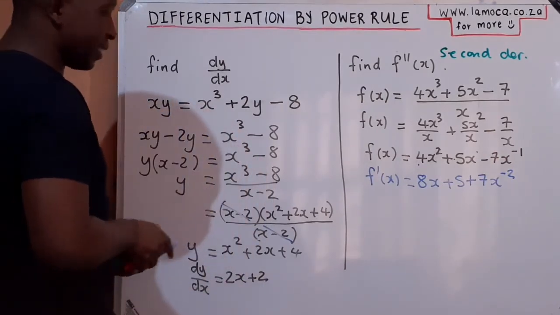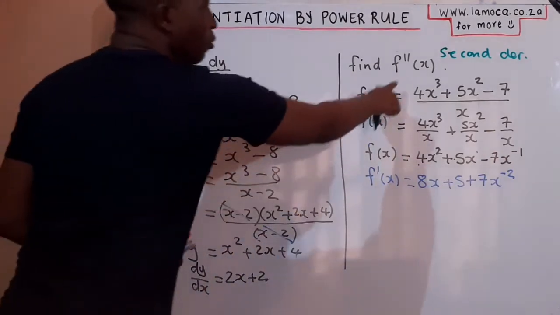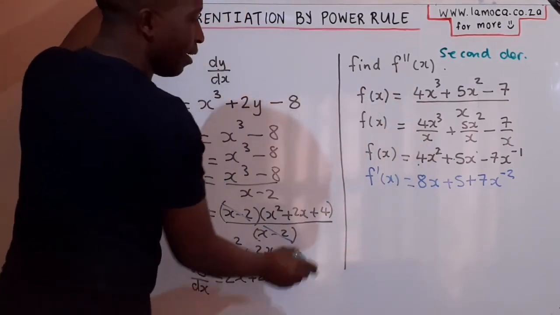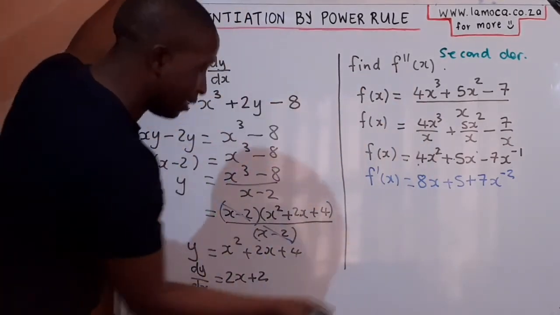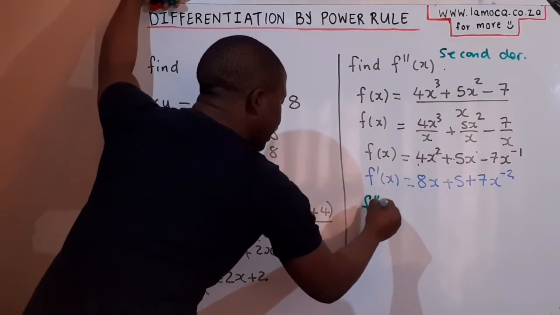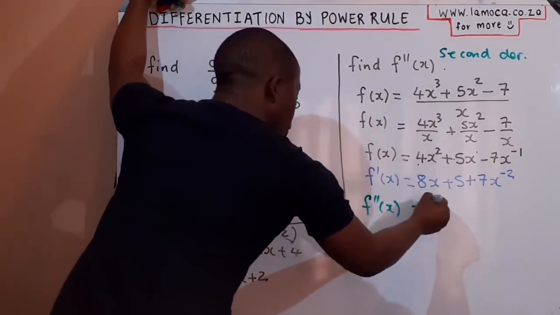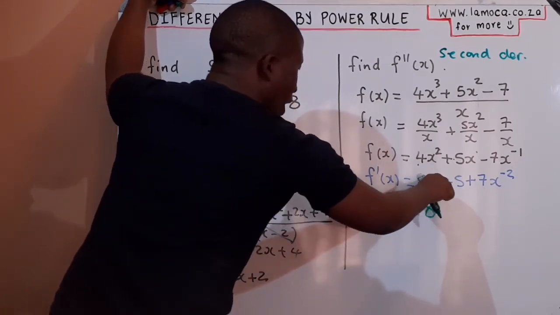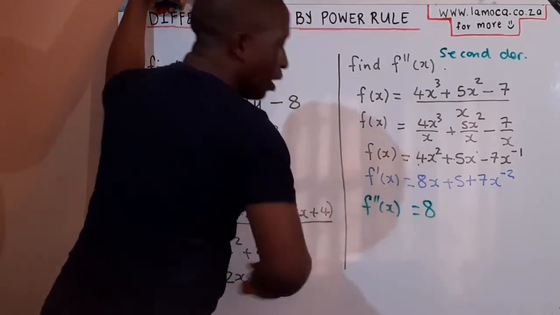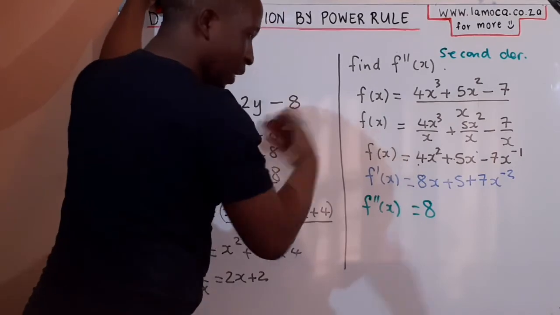But the examiner is not interested in the first derivative. They want me to find the second derivative, which means what I have must be derived again. So I'm going to say my second derivative with respect to x is 1 times 8, which gives you 8, x to the power of 1 minus 1 here, which is going to be 0. And anything to the power of 0 is 1, so we're going to ignore that.